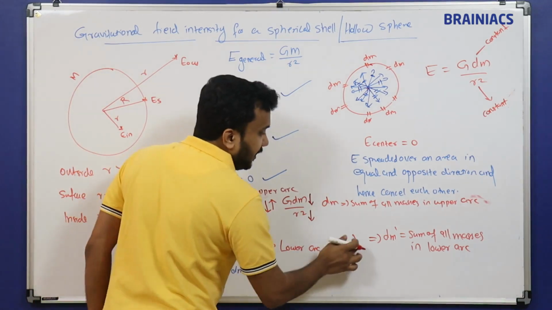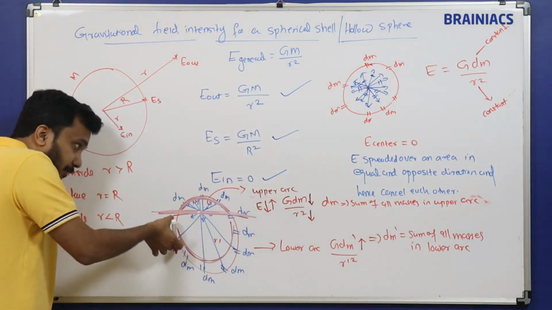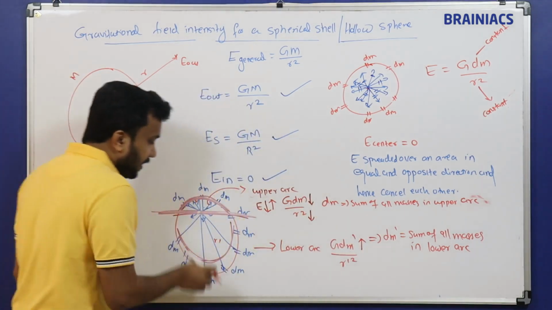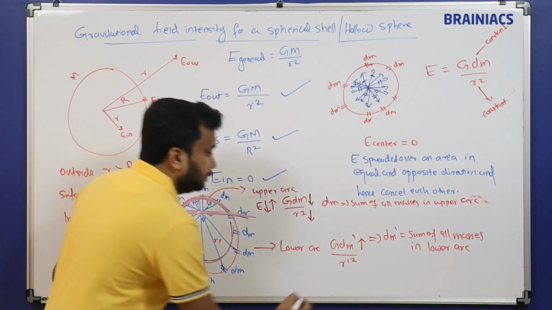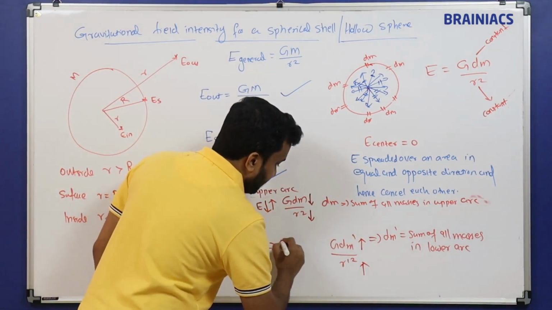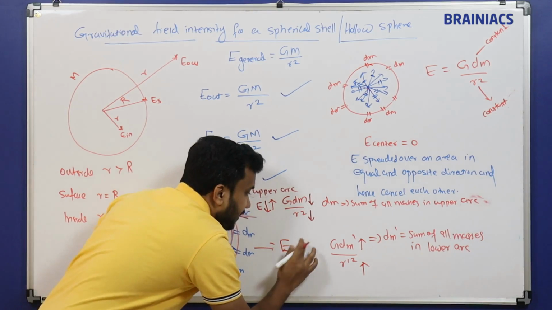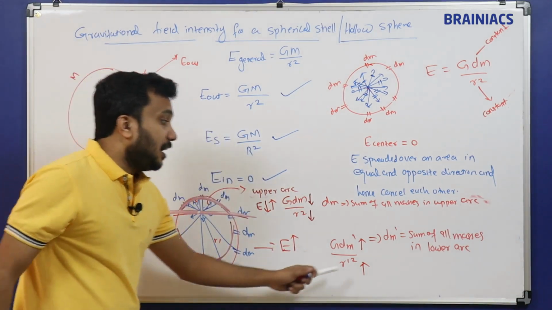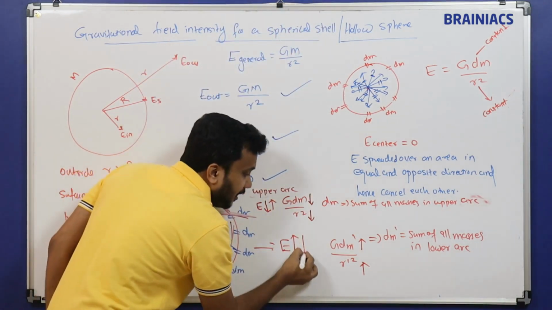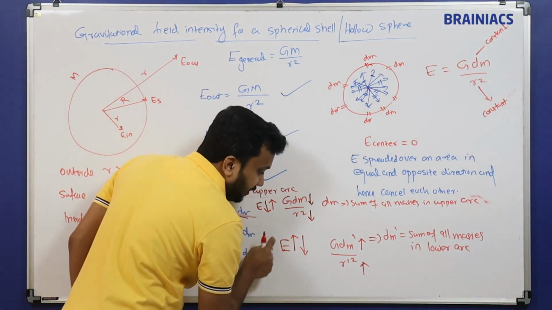But if you come down here, dm dash is a higher value because of the full mass. It is higher than the upper arc. So dm dash is higher. Distance r dash is also higher. So for this lower arc, E is equal to, because of dm dash, mass is very high, so gravitational field intensity increases. R dash, denominator is increasing. If denominator is increasing, what will happen? E will be reduced.